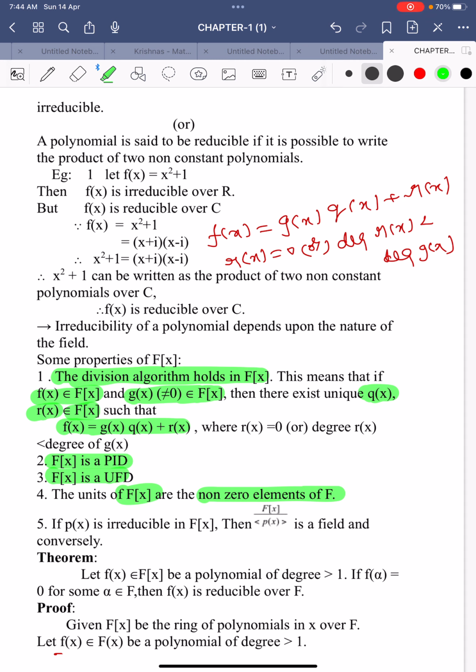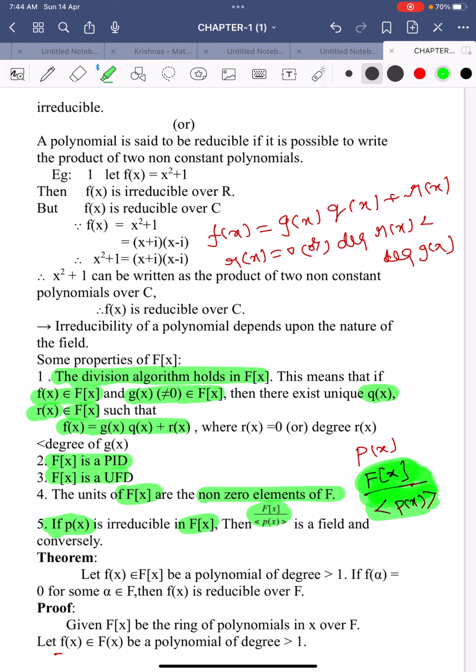And the next one, very very important one: if p of x is irreducible in the polynomial ring F of x, then F of x by generator p of x is a field, and also the converse is true. Suppose the polynomial p of x is an irreducible polynomial, then F of x generated by the polynomial p of x, F of x by generator p of x, this must be a field, and the converse is also true.